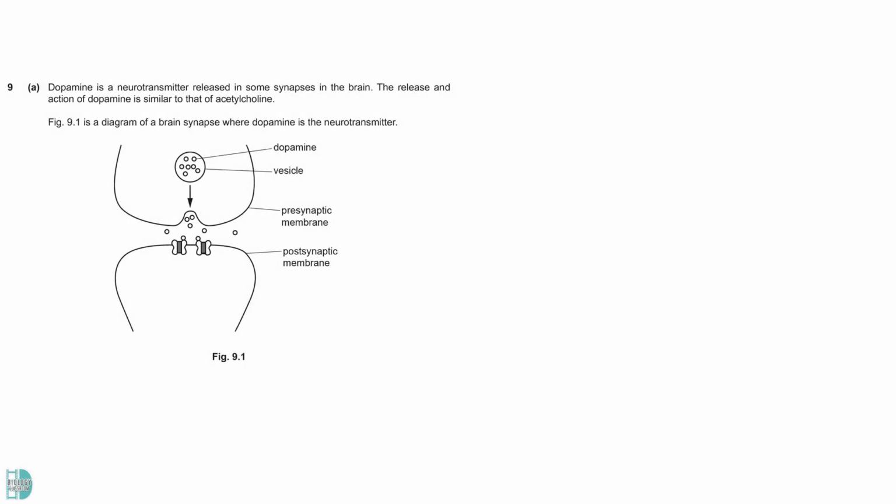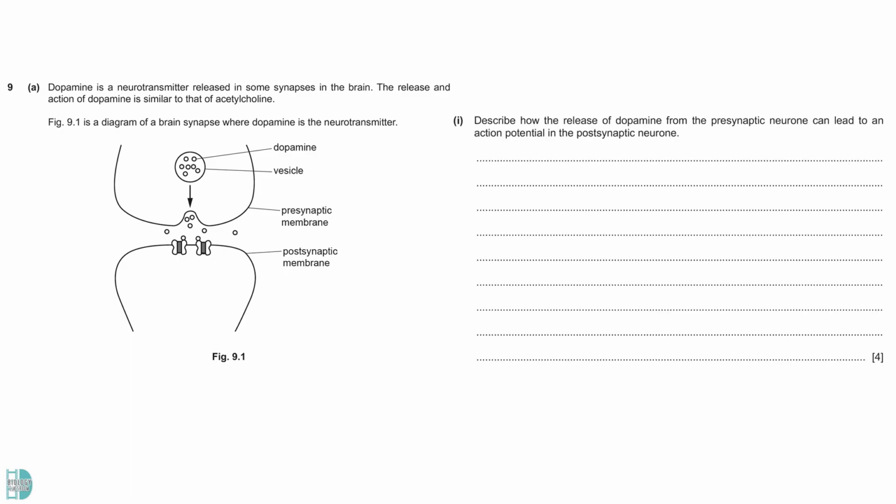In 9a, we have a diagram of a synapse that uses dopamine as the neurotransmitter. 1. Describe how the release of dopamine from the presynaptic neuron can lead to an action potential in the postsynaptic neuron. The question mentioned that its action is similar to that of acetylcholine. So, just use your knowledge about the cholinergic synapse to answer this question.